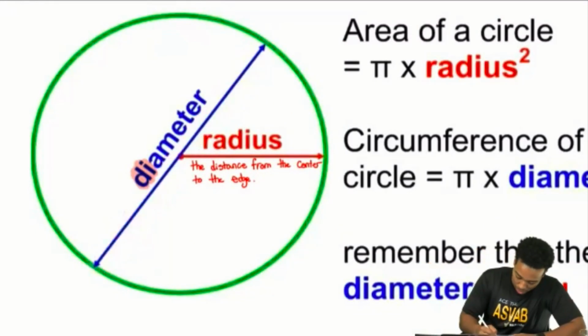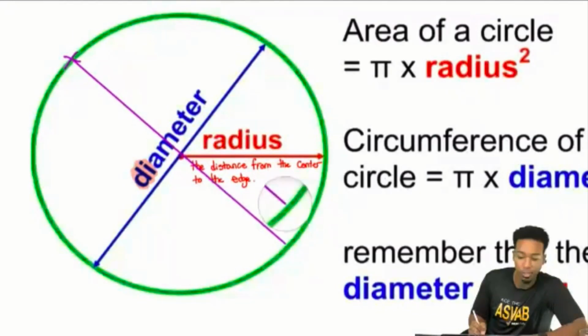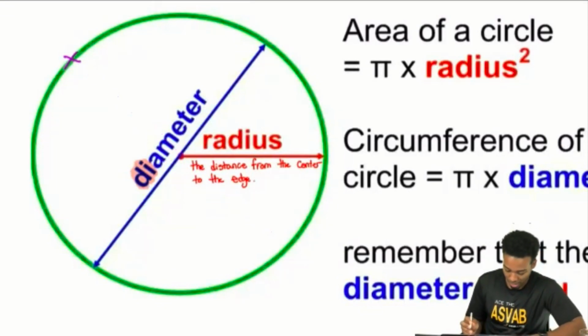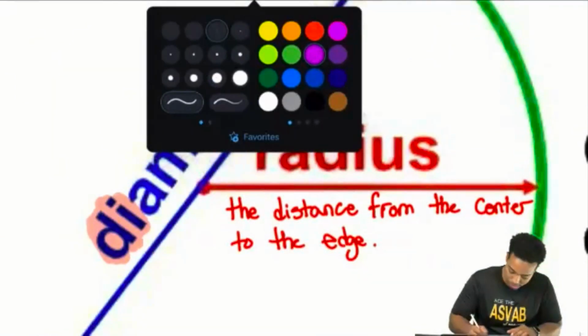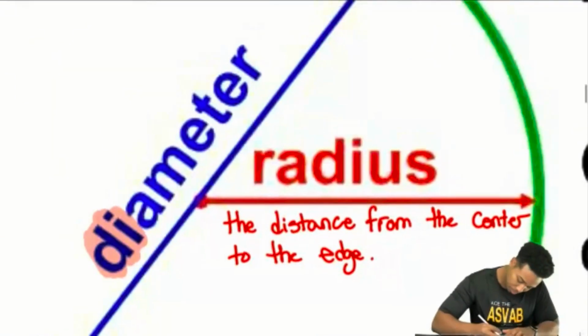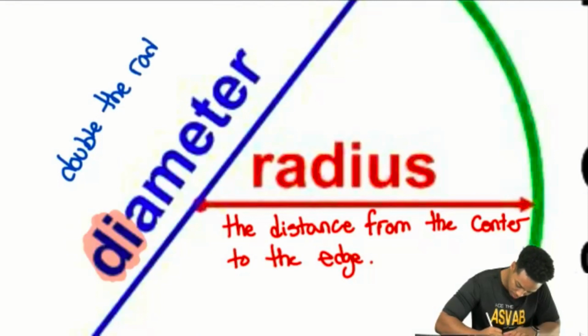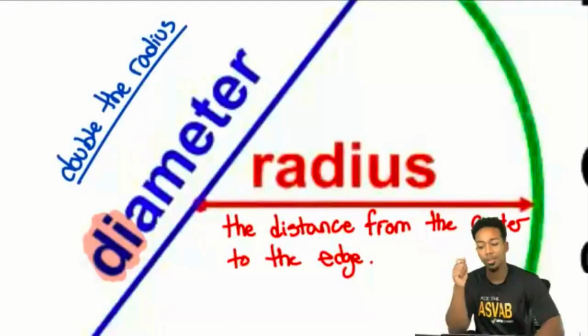So with that, let me draw that again. If I start over here and I wanted to draw a diameter, I would draw a straight line all the way through, but you just have to go through the middle. That is it. So one more time, let's write that out here. Diameter is double the radius.